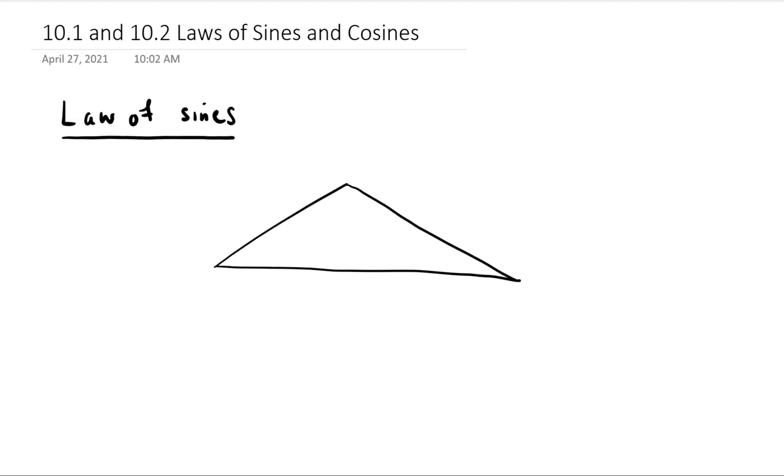So we're going to combine sections 10.1 and 10.2 to look at the laws of sines and cosines. They're called laws, but they're really like identities or equations you can use in order to find the sides and sometimes the angles too of triangles that are oblique, so that are not right triangles.